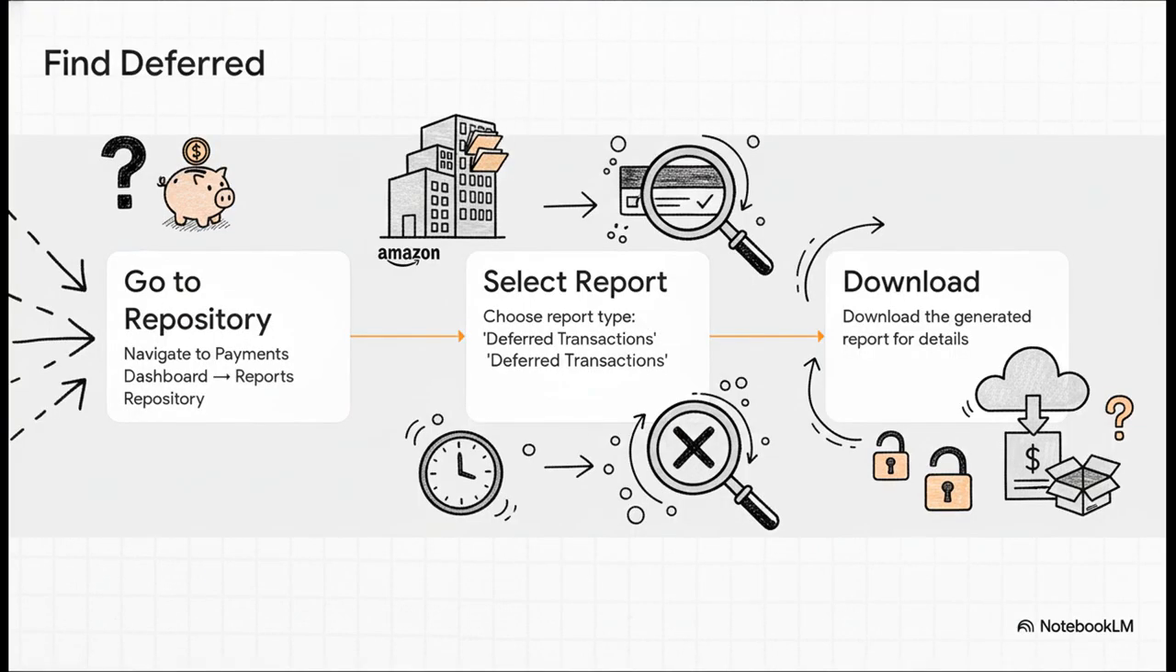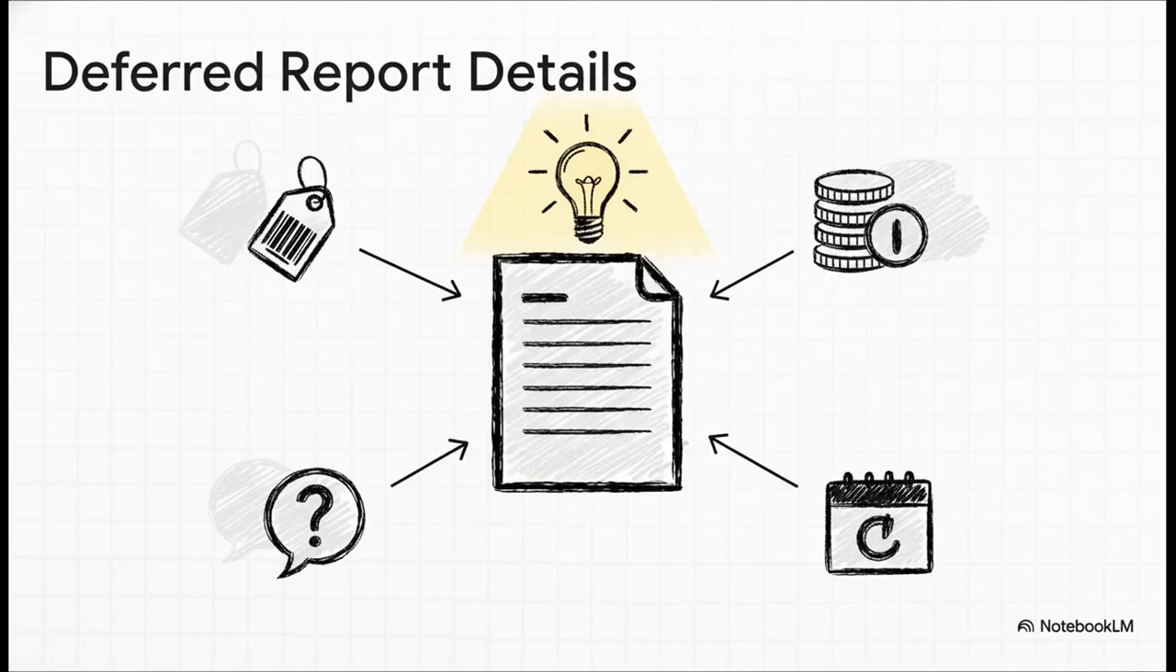So, where is it? Well, it's just waiting patiently in its own special report. You'll go to the Reports repository, but this time, you're going to select Deferred Transactions from that report type dropdown. This is the only place you'll find details on that payment while it's on hold. And this report is actually incredibly useful. It doesn't just tell you the payment is on hold, it tells you why it's on hold. Like maybe it's a delivery-based deferral, and most importantly, it gives you the expected release date, so you're no longer just guessing in the dark.